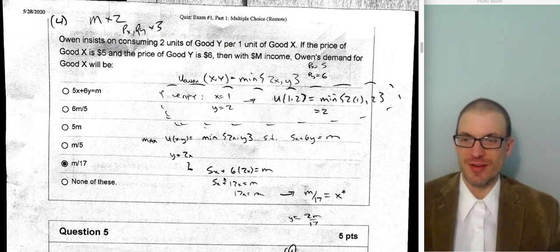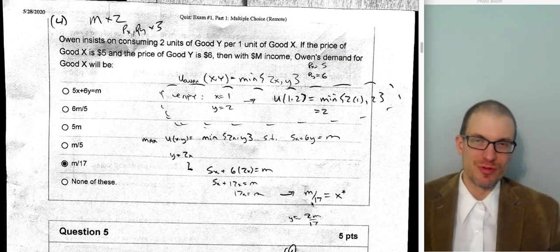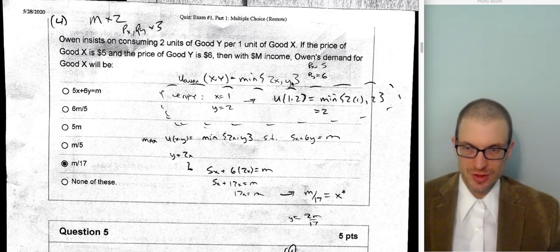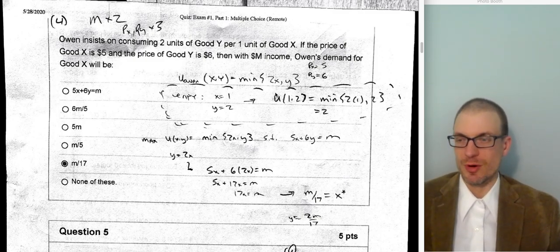So I'm going to have 5x plus 12x is m, or 17x is m. m over 17 is my demand for good x, and so that is this right here. Owen's demand for good x is m over 17. Good. It didn't ask for it, but Owen's demand for good y is going to be 2m over 17, and then we'll plug this into the utility function, and Owen's utility from that bundle, m over 17 and 2m over 17, will be 2m over 17.